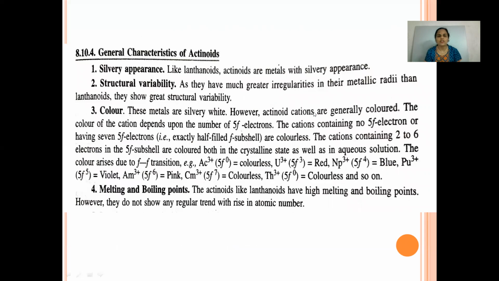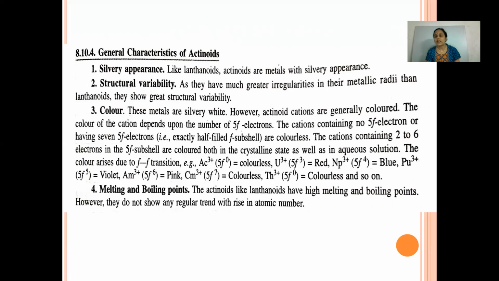Let's come to the general characteristic features of actinoids. Like lanthanoids, actinoids are metals with silvery appearance. Structural variability: as they have much greater irregularities in their metallic radii than lanthanoids, they show great structural variability. Color: usually these metals are silvery white.